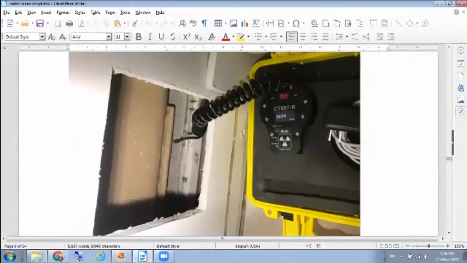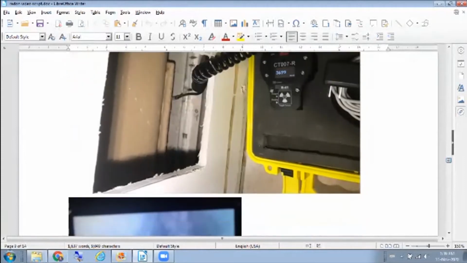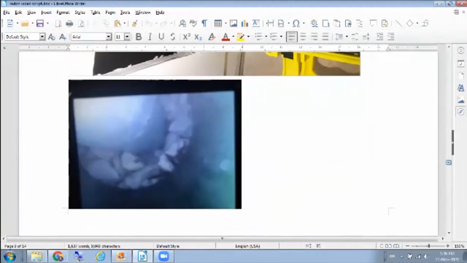After that, he is putting a borescope down. And he found that there is a gap between the concrete slab and the drain. So after that, he sealed that gap, and that helped the radon levels.